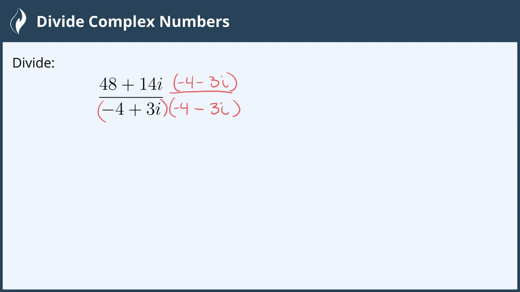Now that we have this, we're going to do FOIL for both the top and the bottom, making sure all of the real parts are multiplied to all of the imaginary parts. First times first in the numerator gives us 4 times 48, and in my calculator, 48 times 4 is 192. A positive times a negative gives us negative. And then our outside, 48 times 3. 48 times 3 is 144.